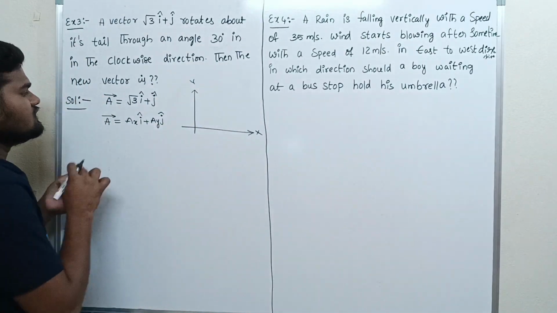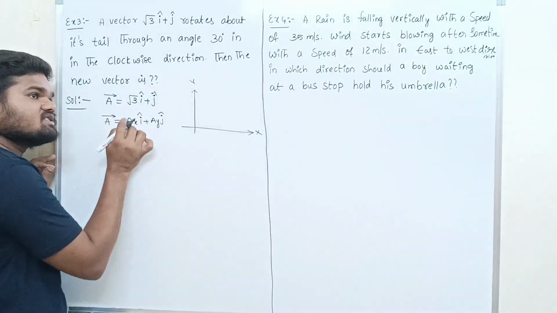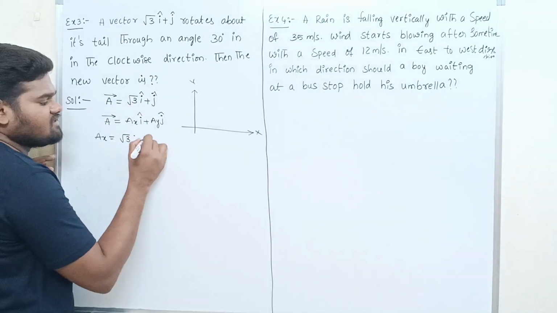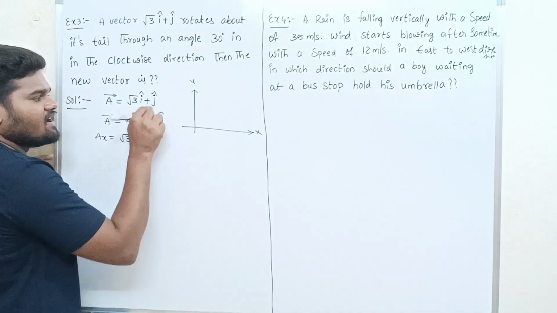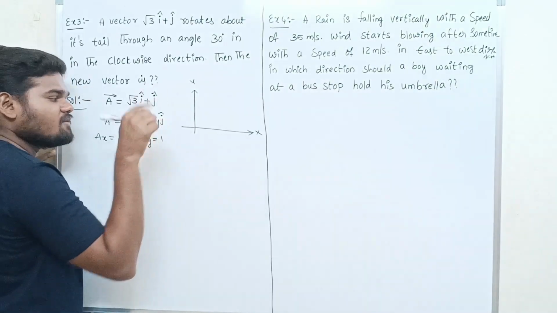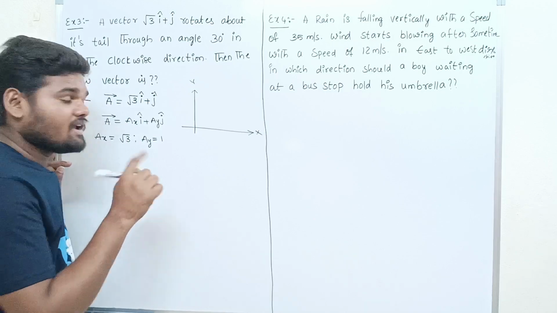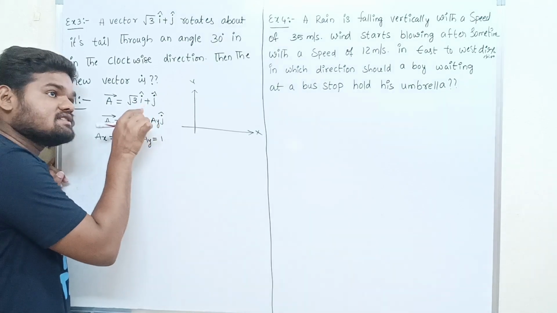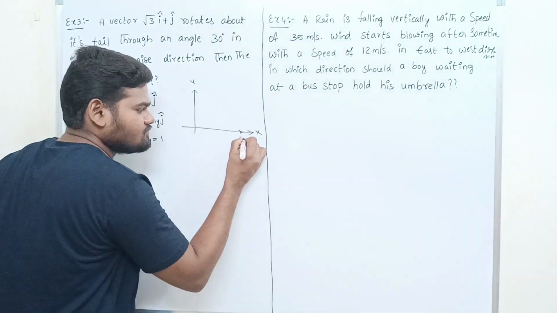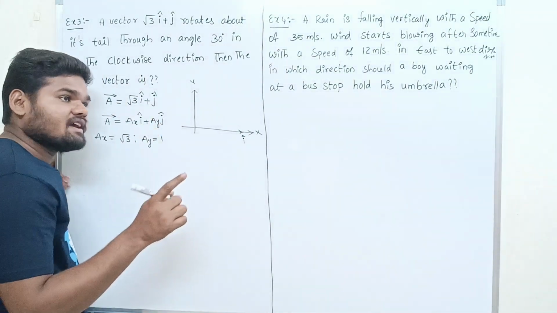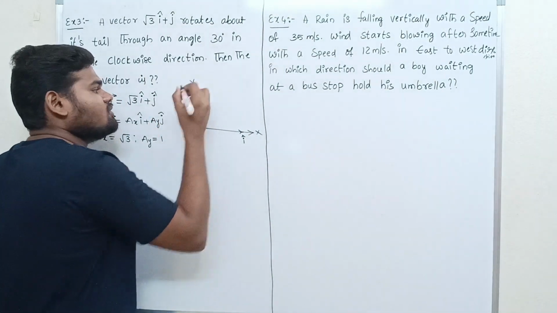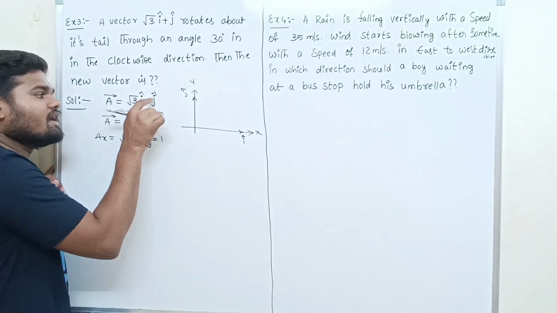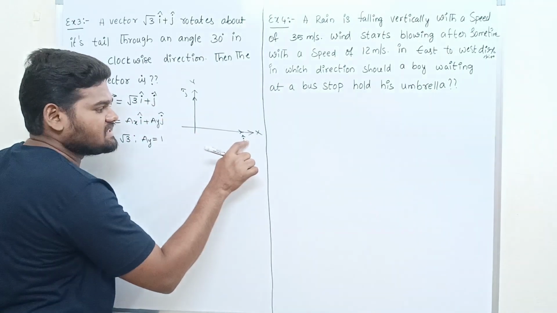Compare these two equations. What is the value of ax? Ax is equal to root 3, and ay is equal to 1, since we have 1 into j cap. I'm just comparing these two equations. Have a look. Here root 3 i cap is there. What is i cap? I cap is the unit vector along the positive x direction. Here plus j cap is there. J cap is the unit vector along the positive y direction. And they are given one vector, and this vector is in between plus i cap and plus j cap.